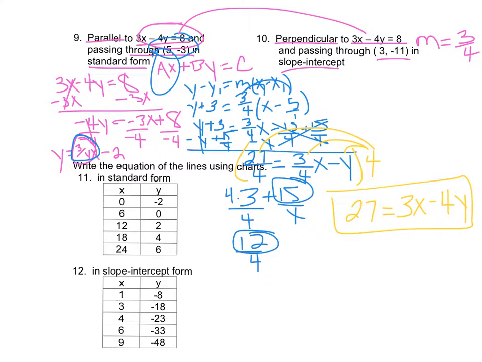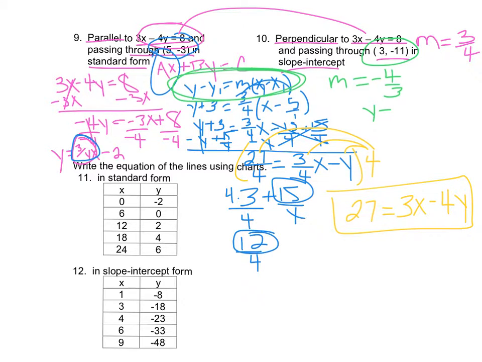So when we have perpendicular lines, their slopes are negative reciprocals of each other, which means that our new slope, we change the sign to negative, we flip the fraction, it becomes 4/3. So there's our slope and our point. We're going to plug it into the point slope form.